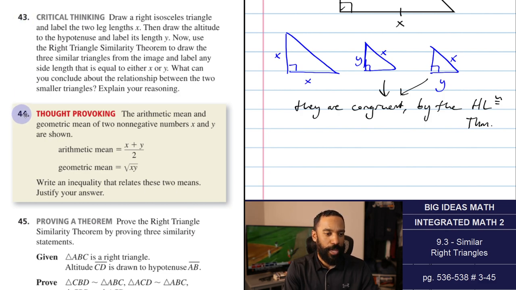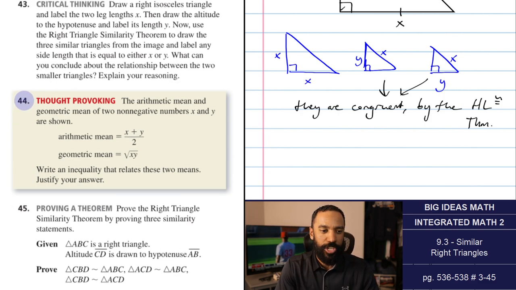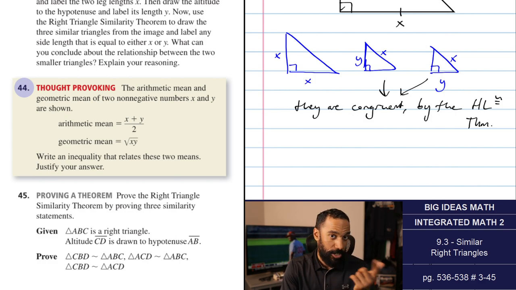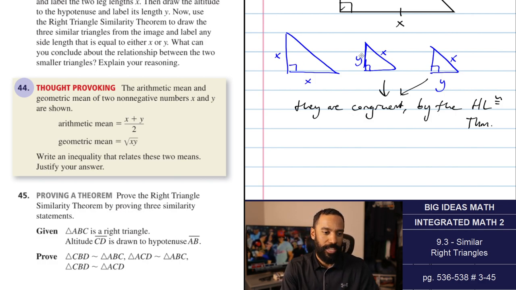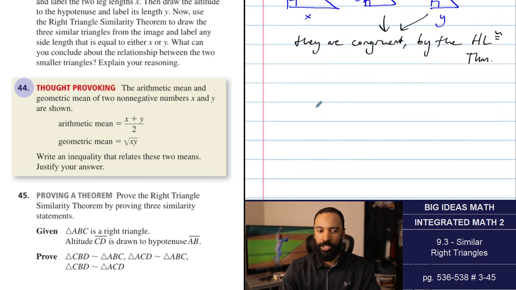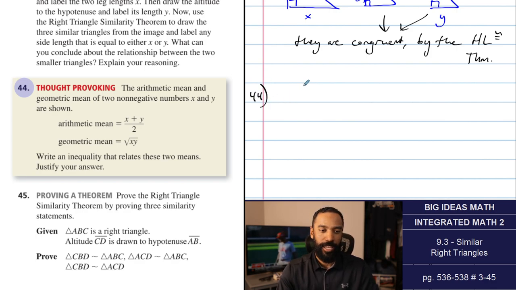All right, number 44, thought-provoking. The arithmetic mean and geometric mean of two non-negative numbers x and y are shown. Write an inequality that relates these two means, justify your answer. I already know that the arithmetic mean is going to be more than the geometric mean for non-negatives. So x plus y over 2 is going to be greater than the square root of xy.